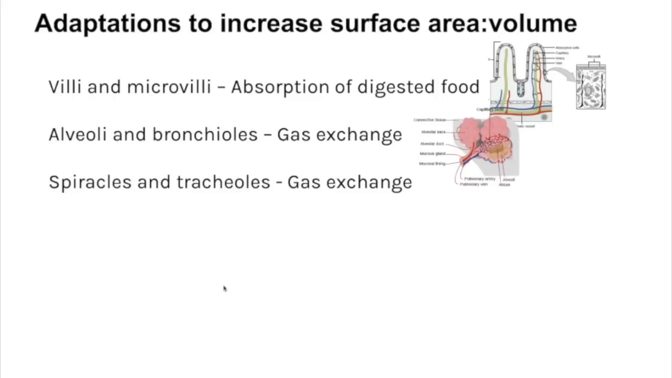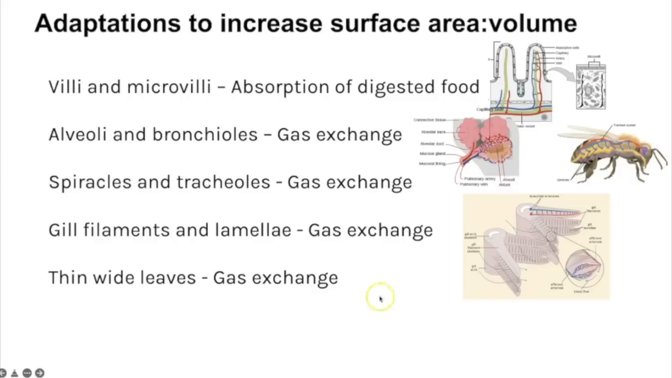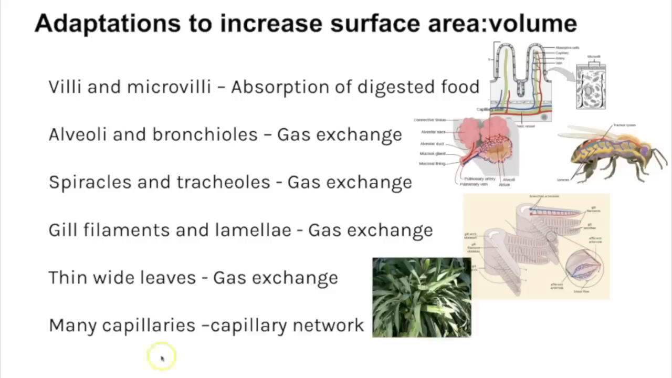Spiracles and tracheoles involved in gas exchange, but that's for terrestrial insects, whereas alveoli and bronchioles are for mammals. Gill filaments and lamellae is the gas exchange adaptation surface for fish. And then we'll be looking at plants as well. They exchange gases through the stomata on the leaves, but we'll be looking at some of those adaptations as well. Now, in addition to that, when we get to the idea of the mass transport as well, we'll see a link to gas exchange, whereby most of these gas exchange surfaces have a capillary network nearby as well, with the exception of plants because they don't have blood.